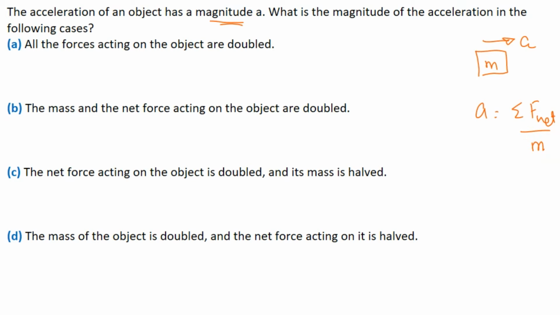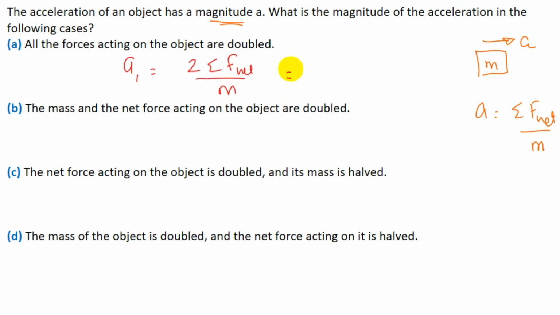Now next, in part a, it asks what would be the acceleration if all the forces acting on an object are doubled. So if the forces are doubled, this a1 would be 2 times sigma F net divided by mass, which remains the same.